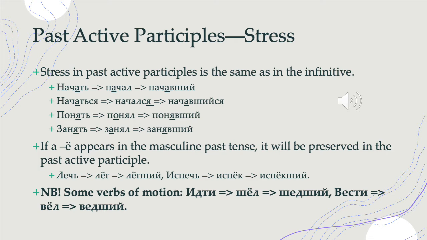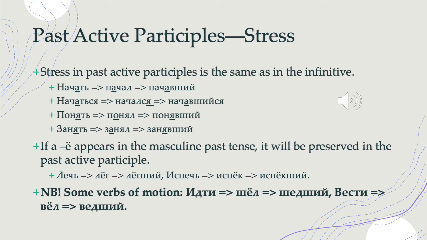So nachat, for example, becomes nachal in the masculine past tense, but nachavshi as a past active participle. Nachatsa becomes nachalsya in the past tense, but is nachavshisya as a past active participle. Panyats becomes ponyal in the masculine past tense, but is panyavshi as a past active participle, and zanyats becomes zanyal in the masculine past tense, but is zanyavshi as a past active participle. So it's actually really straightforward. The stress stays wherever it is in the infinitive, even if it shifts in the actual past tense.